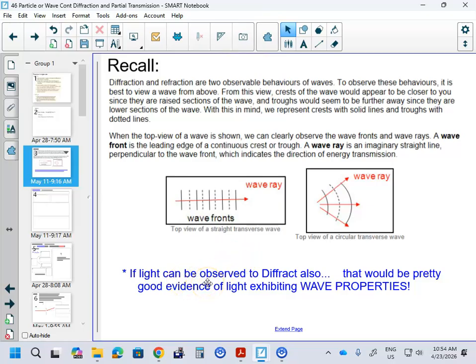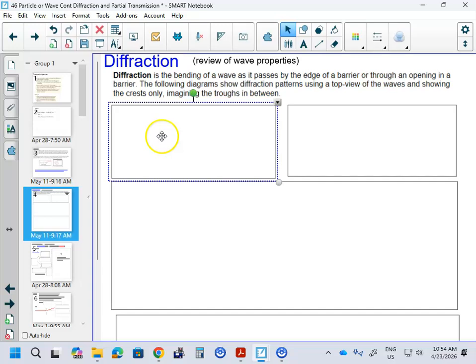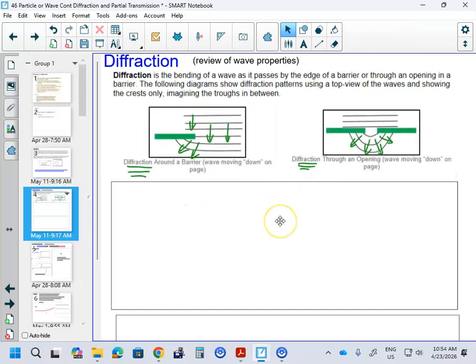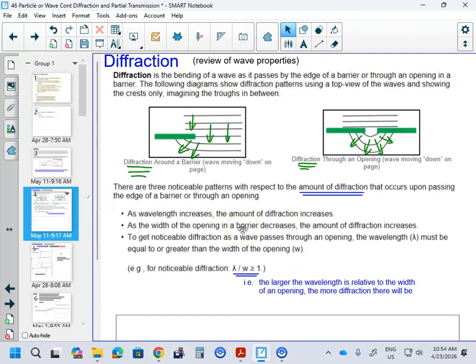If light can be observed to diffract as well, then pretty good evidence of light exhibiting wave properties, right? So that's kind of the idea. So this is what we know in the past about diffraction, right? Going around the barrier, you get some of the bending back, and so you can think about a Huygens wavelet here. The curvature showing up because it's not combining with a bunch of other ones anymore. Same as if you reduce this down, one Huygens wavelet fits through, and you're going to see the circular waves, right? So I'm already looking at the wave description.